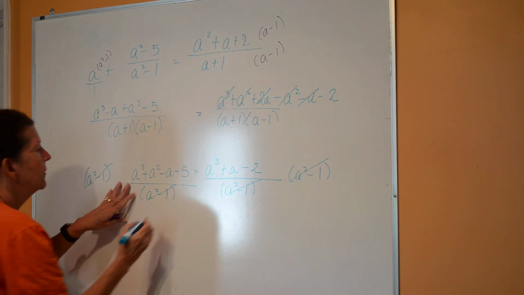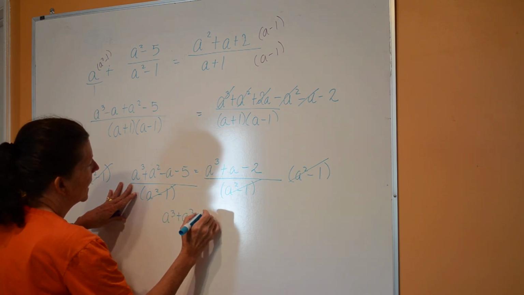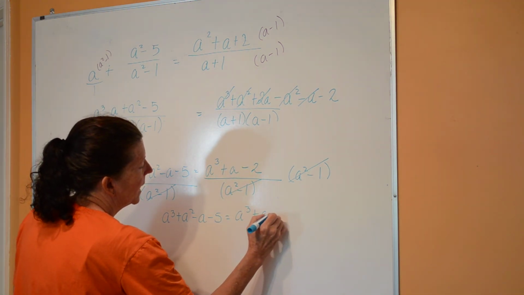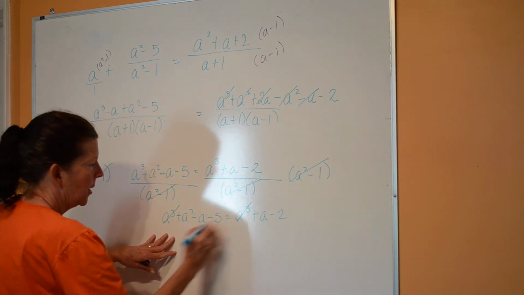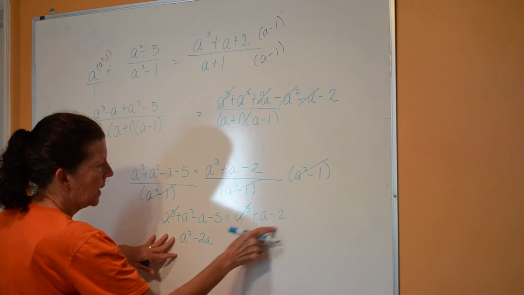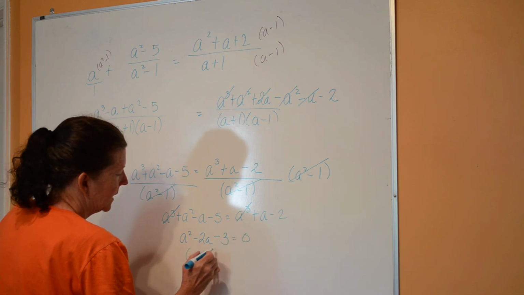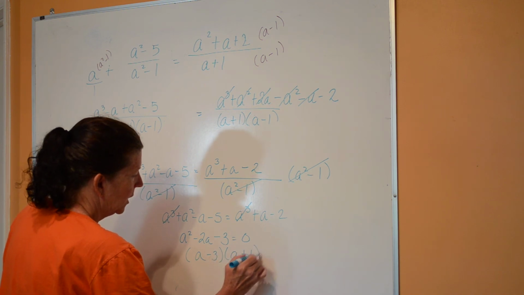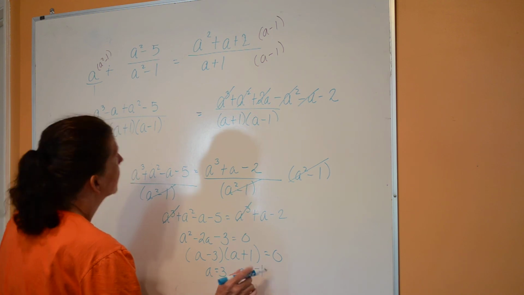All right, so I'm left with A cubed plus A squared minus A minus 5 equals A cubed plus A minus 2. That and that go away. That leaves me A squared. I'm going to bring the A over, minus 2A. I'm going to bring the 2 over. Minus 3 equals 0. So that's A minus 3 times A plus 1 equals 0. A equals 3, A equals negative 1.